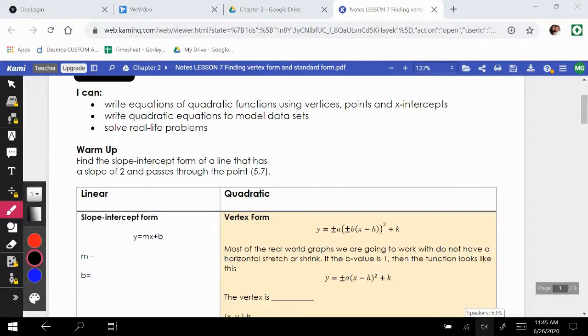In today's lesson, I can write equations of quadratic functions using vertices, points, and x-intercepts. I can write quadratic equations to model data sets, and I can solve real-life problems.